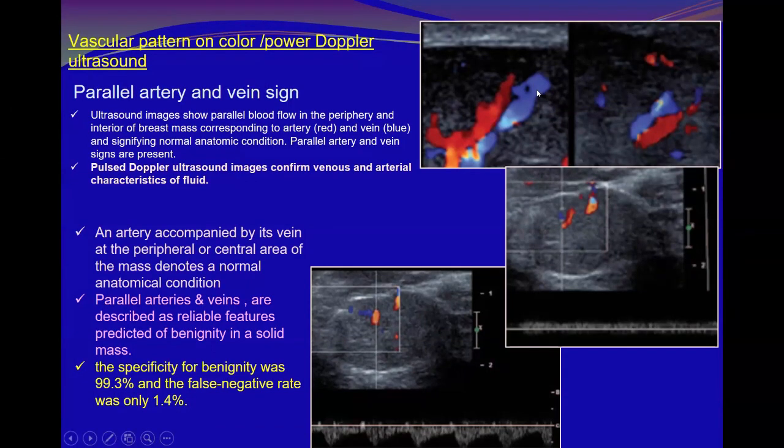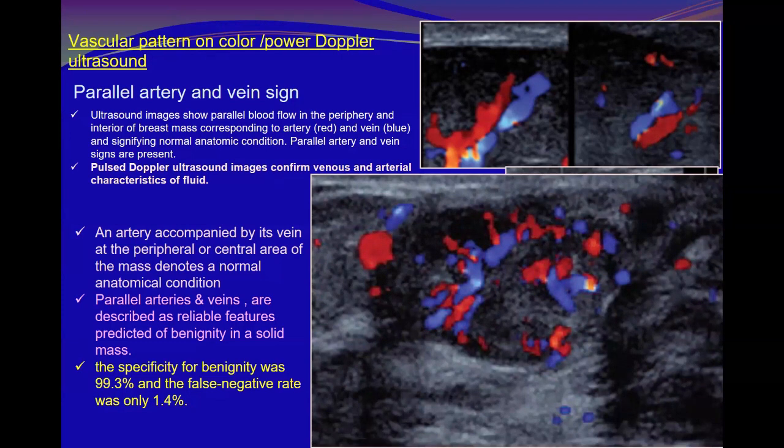Here we can see this is representing a vein, and this is representing an artery with an adjacent vein. Again, here we can see an artery and adjacent vein simulating the native, intact vessels. Even here we can see the spectral Doppler of the vein and the spectral Doppler of the artery, which can confirm the presence of artery and vein. It can be peripheral or central, and it denotes normal anatomic conditions. These signs of parallel arteries and veins are described as reliable features of benignity in a solid mass, and it has a specificity approaching 99%.